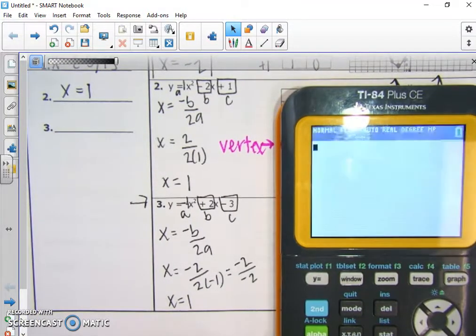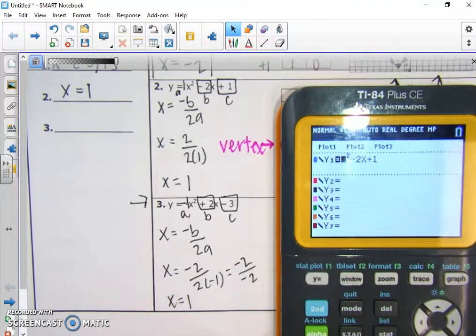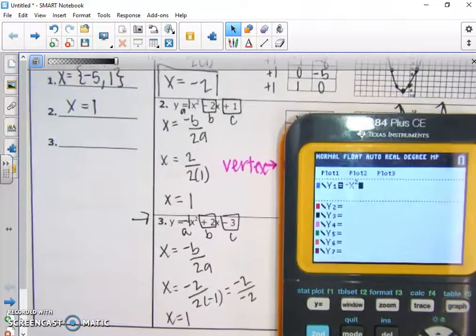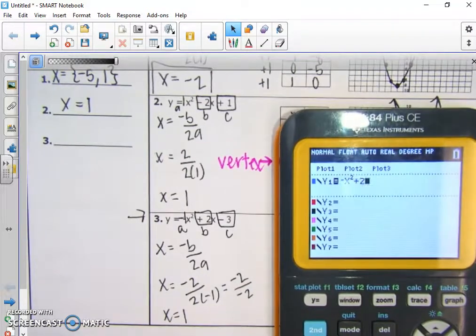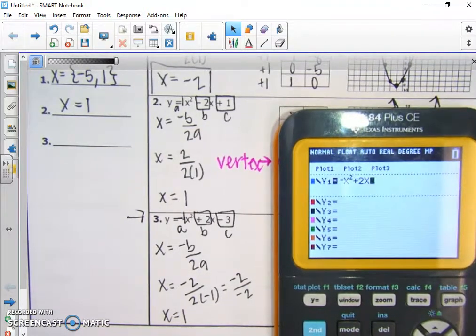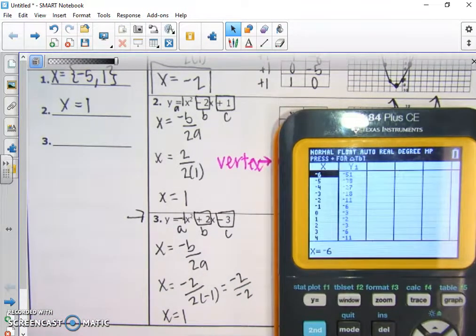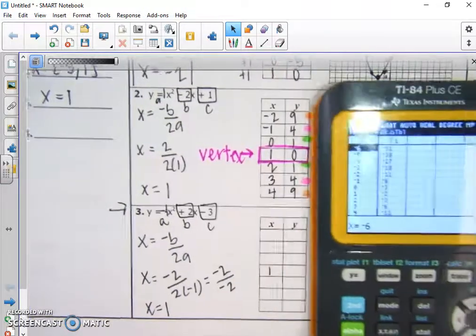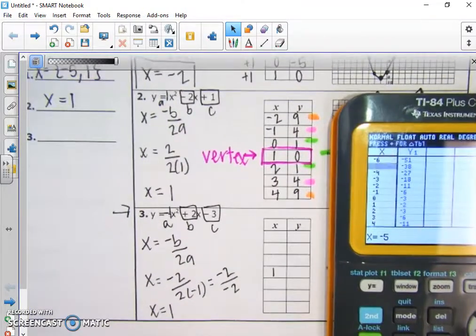So we'll go to y equals, and this time we have -x squared. Make sure you're typing negative and not the subtraction sign. You have -x squared plus 2x minus 3. Let's check out our table. So second table, and we said our axis of symmetry was at 1, so that means that the vertex will be at 1, -2.